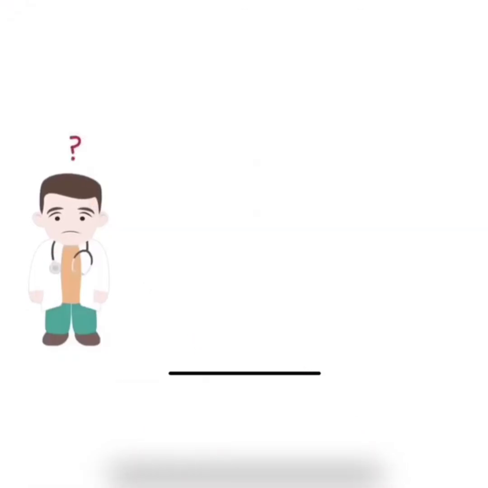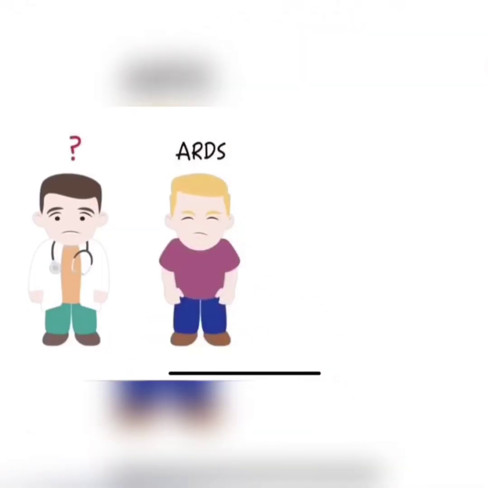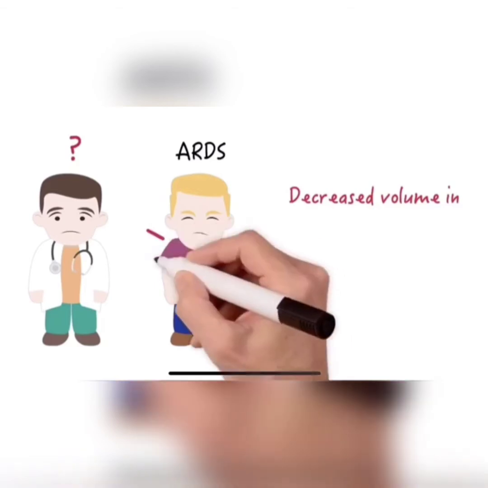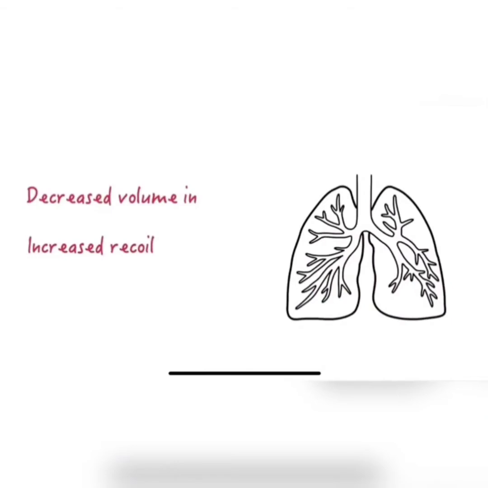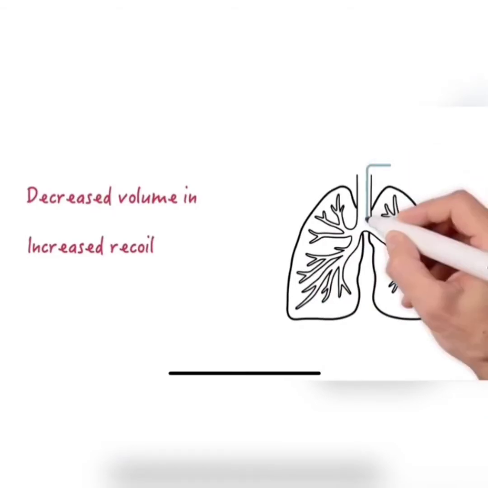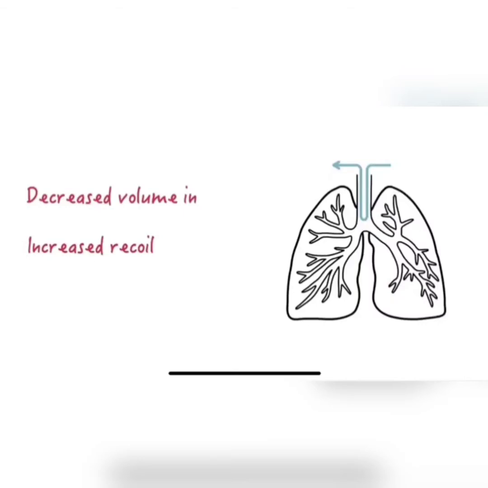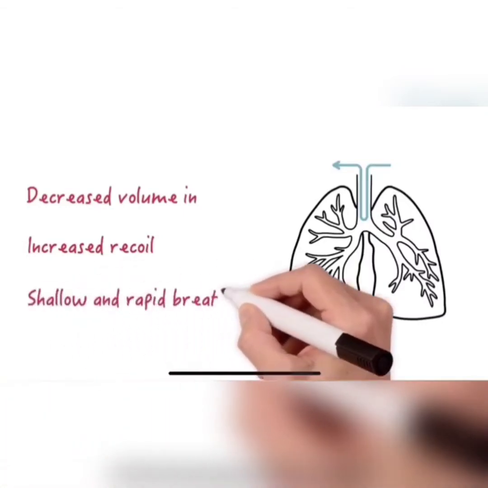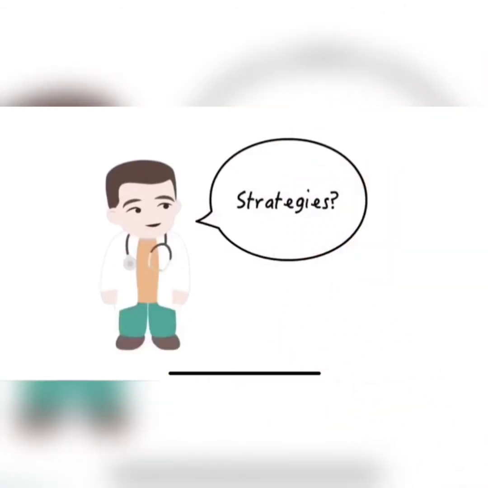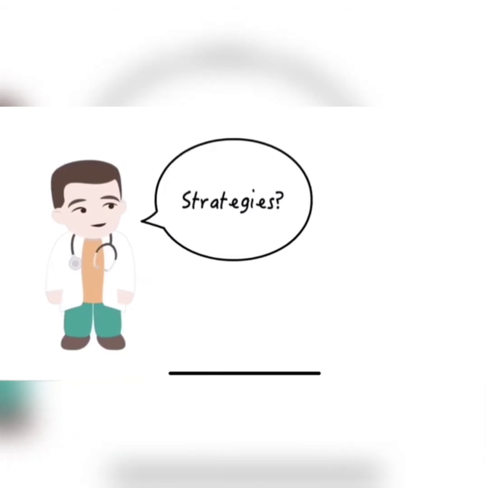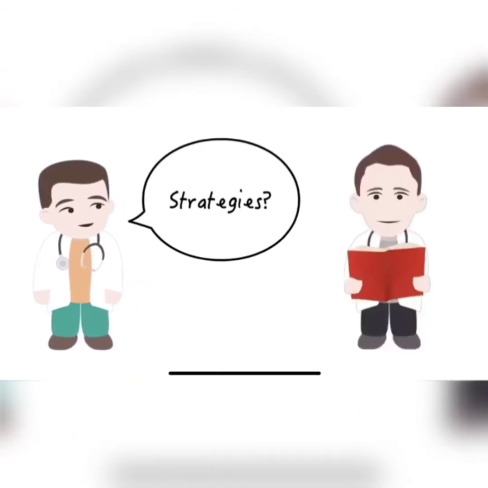But how can we get oxygen in if patients with ARDS have a difficult time getting volume into their lungs due to the fact that the alveoli are collapsed? Reopening collapsed alveoli will require an immense amount of patient effort. Additionally, the lung will tend to recoil upon inhalation. In other words, even if the patient does inhale volume, the lung will immediately want to recoil and exhale. This ultimately leads to shallow and rapid breathing. So that begs the question, what are some strategies in modifying our ventilator settings and treating patients with ARDS? And the answer to this question is coming up in the next lessons, so stay tuned.